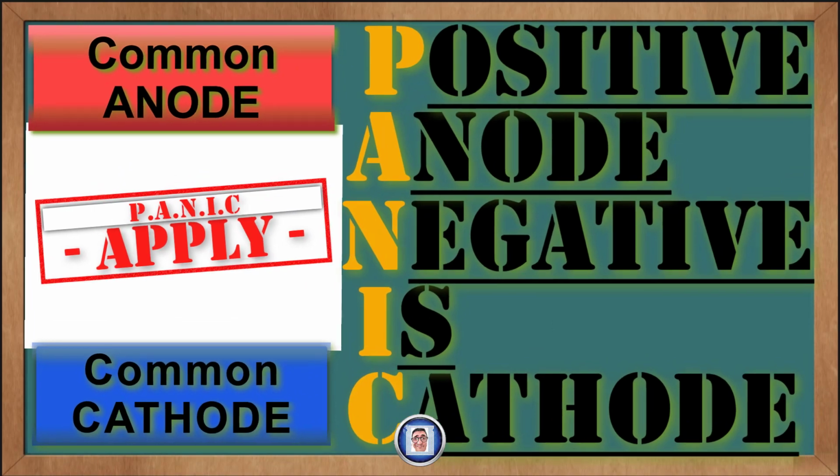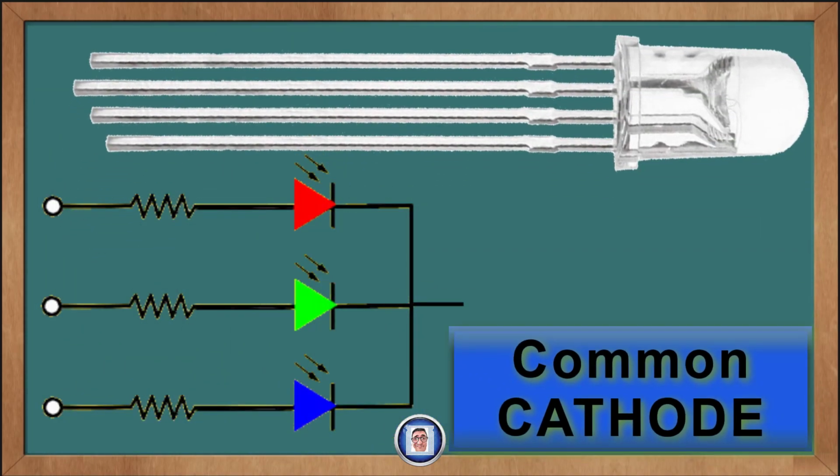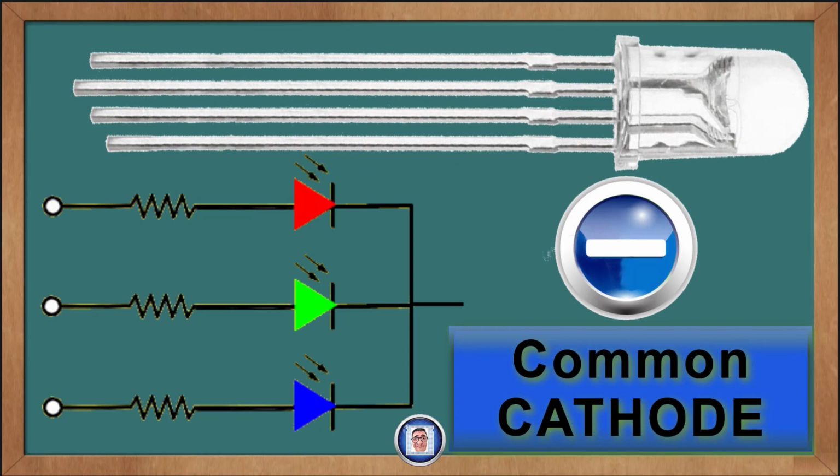With that said, let's identify the 4 connections. You can determine those connections by the lead length. The longest lead is always the common connection. To the left of that, it's the lead for the red color. On its immediate right, we have the green lead. And on the far right, the shortest lead is for the blue connection.